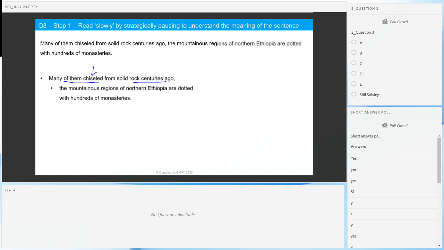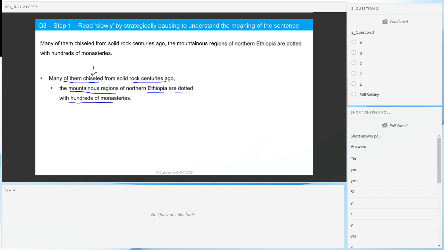All right, now let's move on. What the sentence is saying, the mountainous regions of northern Ethiopia are dotted, or they contain, they are dotted with hundreds of monasteries. Okay, so the author is talking actually about the mountainous regions in northern Ethiopia, and these particular mountainous regions have hundreds of monasteries there. This is the meaning of the sentence.